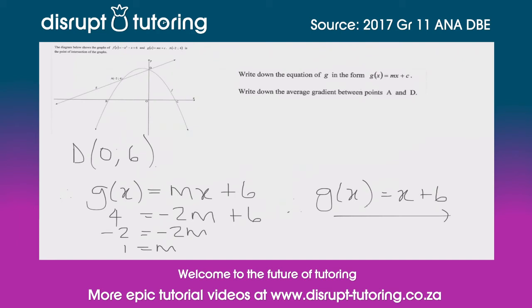Then they've said to us, write down the average gradient between the points A and D. What do we notice about A and D? We can see that A and D is the line that we've literally just solved. Okay, so do you agree that that gradient should be equal to the gradient we've just calculated? So essentially, you've already done the work. You just need to write that the average gradient between the points A and D is going to be equal to 1, and you get another mark for really doing not much work.